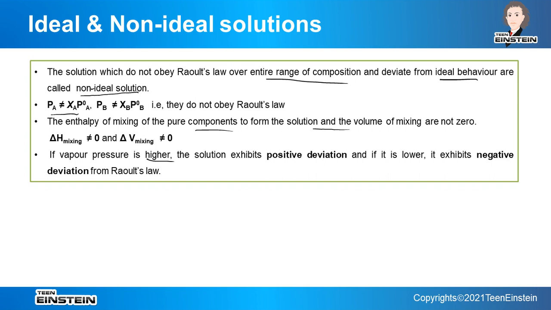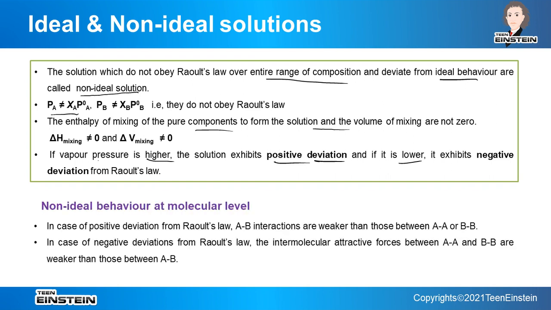So depending on these two cases, there is deviation from ideal behavior, and this may be of two types. When the vapor pressure after mixing is higher, the solution exhibits positive deviation, and if the new vapor pressure generated is lower, it will exhibit negative deviation from Raoult's law. So these two types of deviation, what is the difference?